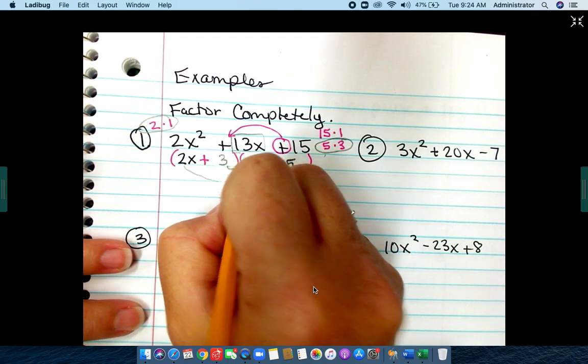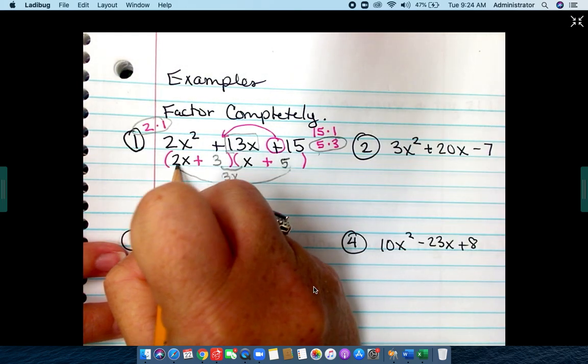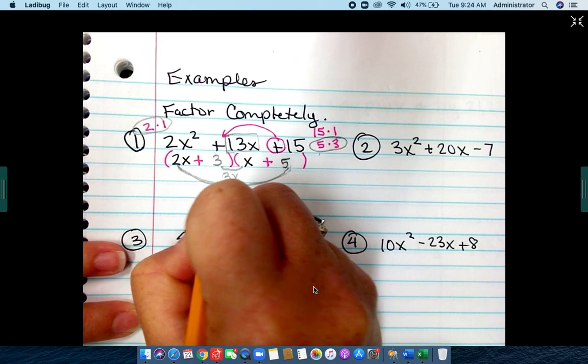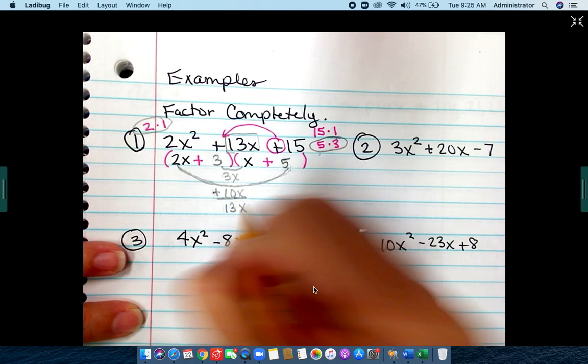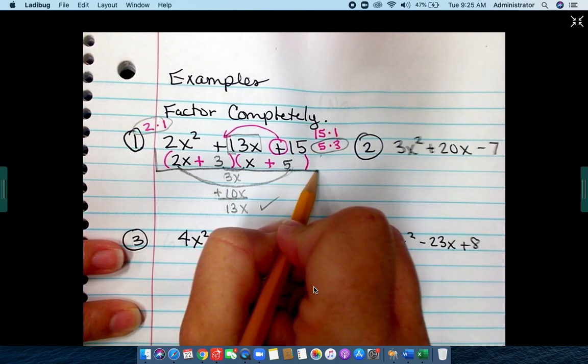So now 3 times x is 3x. 2x times 5 is 10x. And when I add them, I get 13x. Yay! That means that this answer is correct.